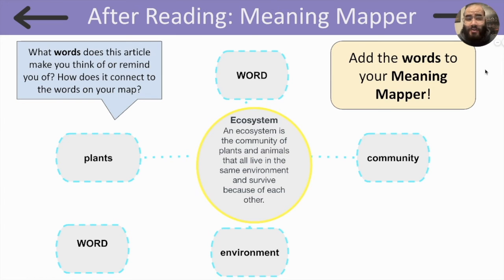Now, please take out your Meetingmapper. In the middle, we have our focus word ecosystem, which is a community of plants or animals that live together in a particular environment and depend on each other to survive. We already wrote down the words community, environment, and plants. But what other word could you add to your Meetingmapper? I added the word survive, because in an ecosystem, plants and animals depend on each other to survive.